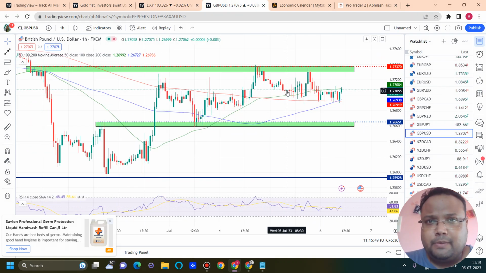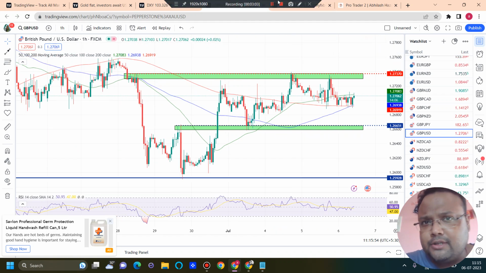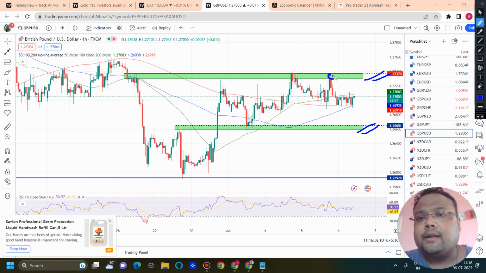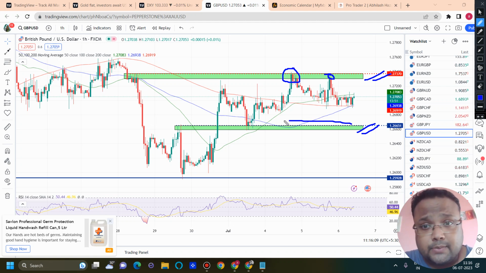And as I said about GBPUSD, things are quite simple because of the choppy nature of the market here. Buy at support and sell at resistance. But one thing I would like to add here is that you can see when the market came down from the resistance, when price got rejected, it did not come down to the support level.